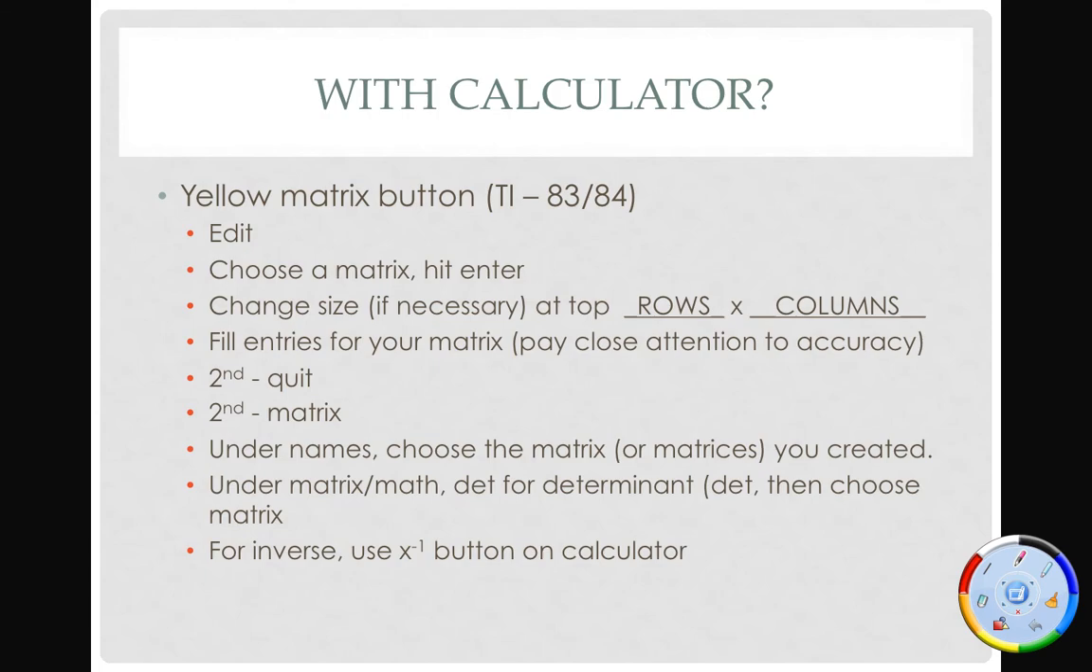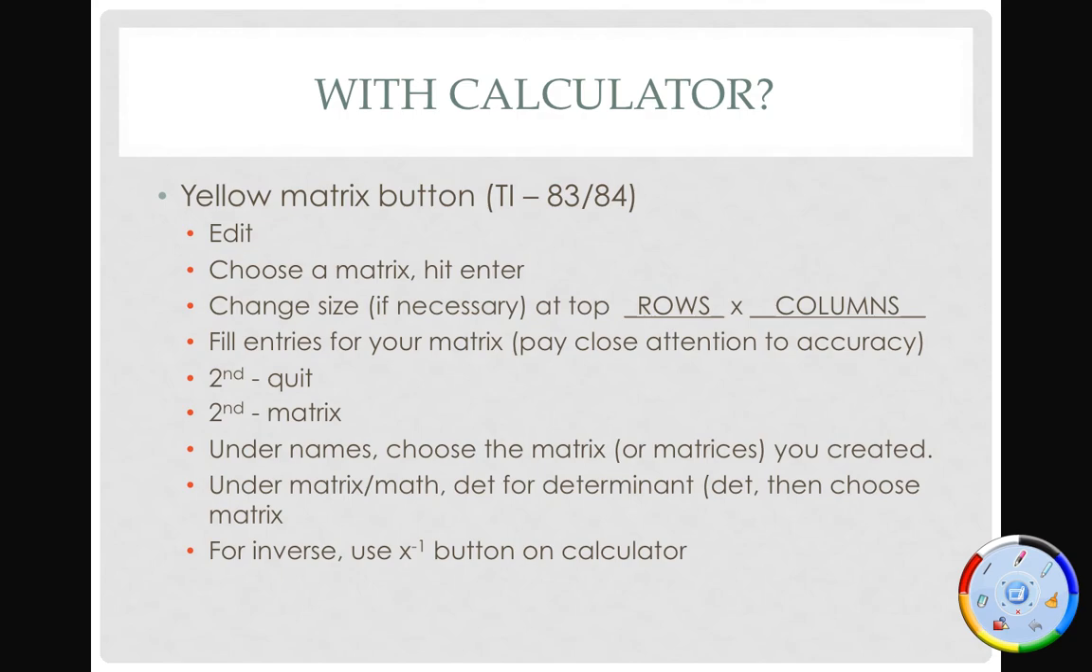So on either the 83 or the 84, I know I said yellow, and I think that's more on the 83, except it's just the second button. You need to find the matrix button. If you go into choose, you need to go in and choose edit. Just choose any random matrix, change its size, and it gives you little options for rows times columns. Fill in the entries to your matrix.